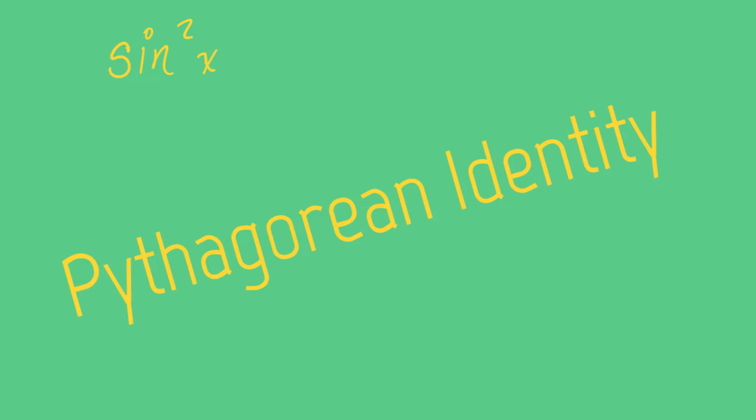sine squared of x plus cosine squared of x equals 1. So this is our Pythagorean identity, and the reason why it's called a Pythagorean identity is because it is Pythagorean's theorem.